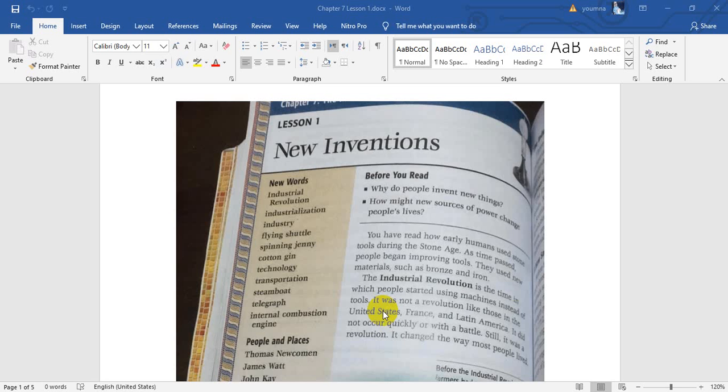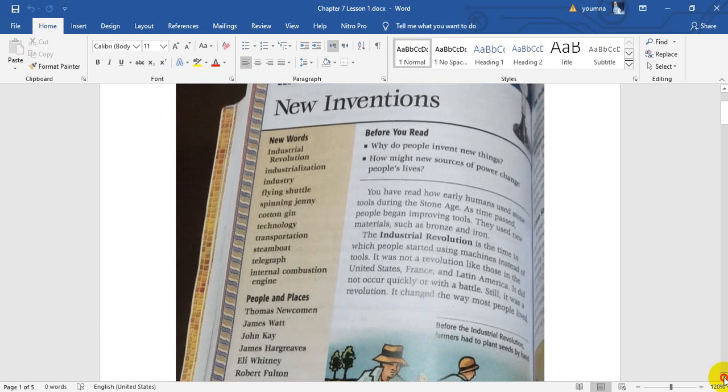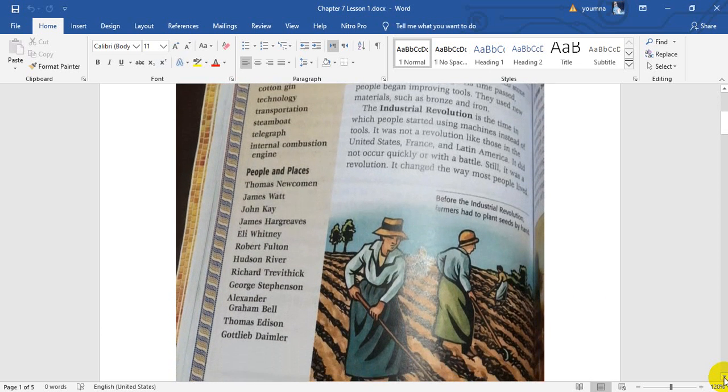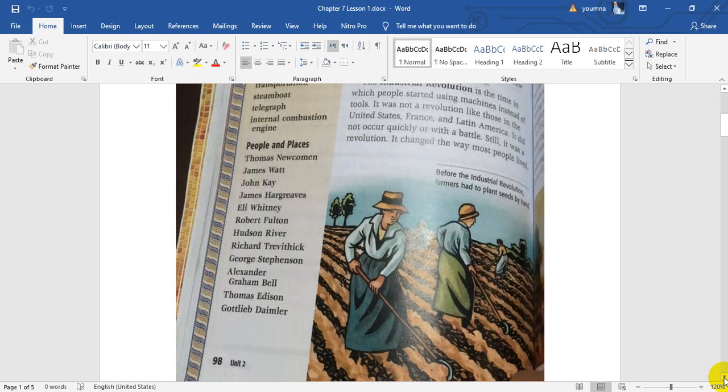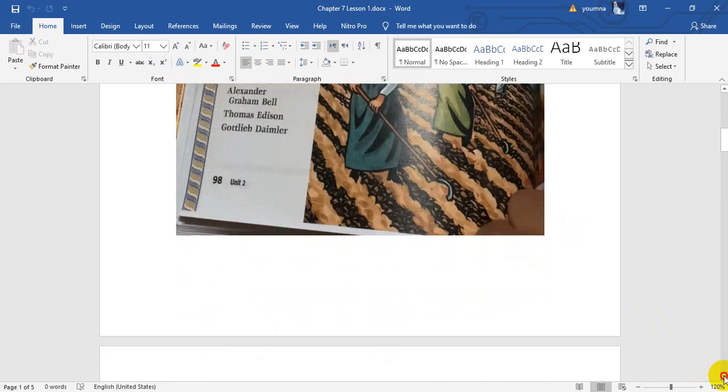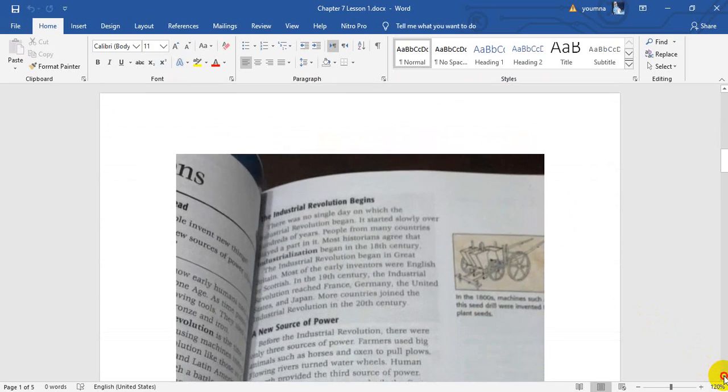Okay, so let's look here to the picture. Here are some farmers in their fields working with very simple tools, and it's written here, before the Industrial Revolution, farmers had to plant seeds by hand. So it was very hard work because they were working without using any kind of machines. Now let's move to page 99.